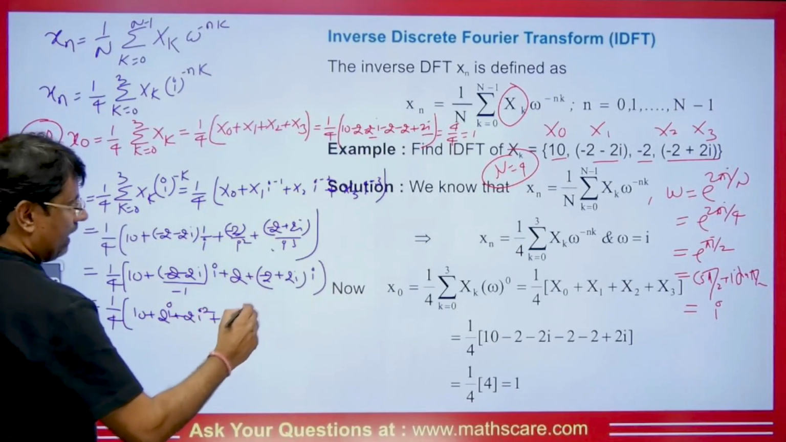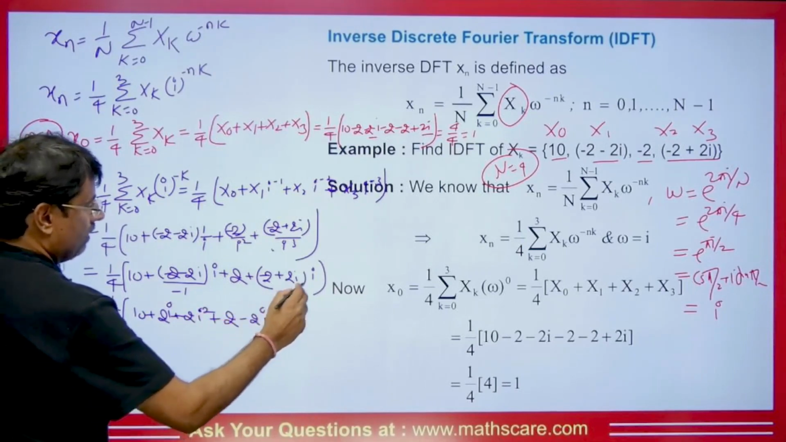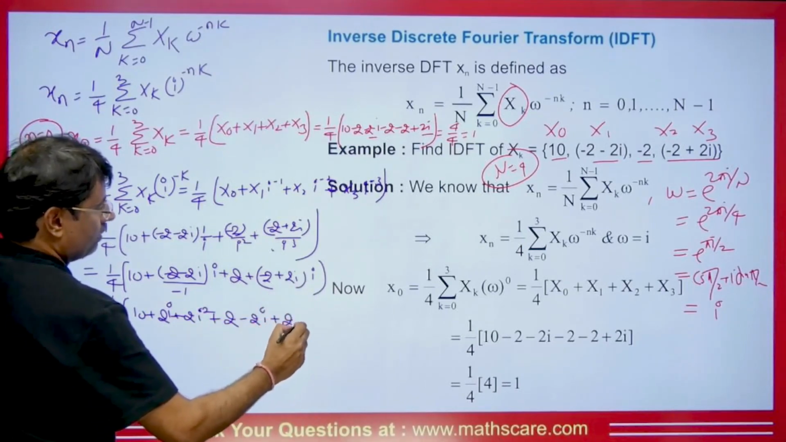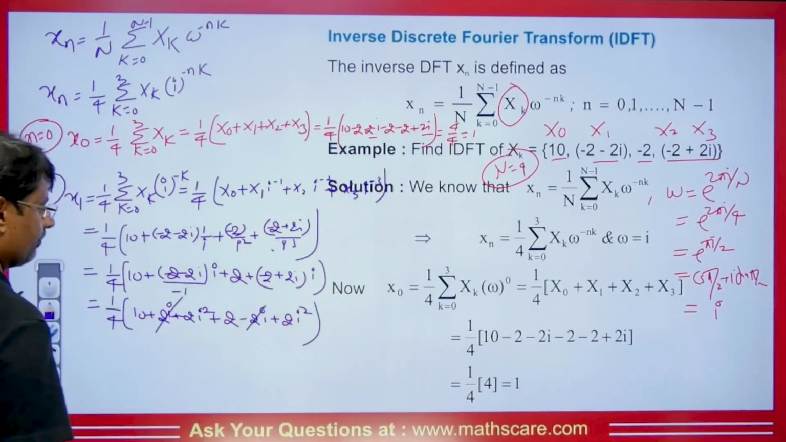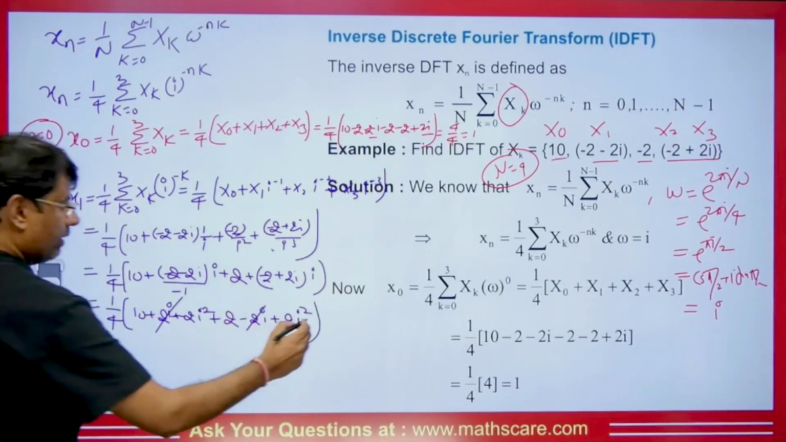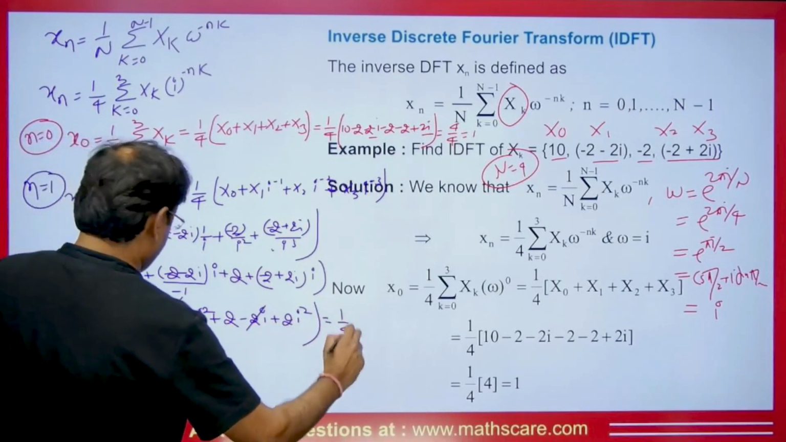Plus this will be 2 and this will be minus 2 iota, clear. Plus this is 2 iota square, so we are getting this value. But look here, this 2 iota and this 2 iota are getting cancelled, right? I'll simplify the value of iota square a bit. So this is 1 upon 4.